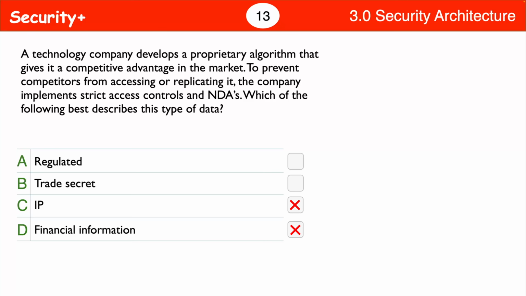And finally, we can eliminate A, regulated. Regulated data refers to information governed by legal or compliance frameworks, such as HIPAA or PCI DSS, as an example here. And then that leaves us with B, trade secret. A trade secret is proprietary information that gives a company a competitive edge and must be kept confidential.